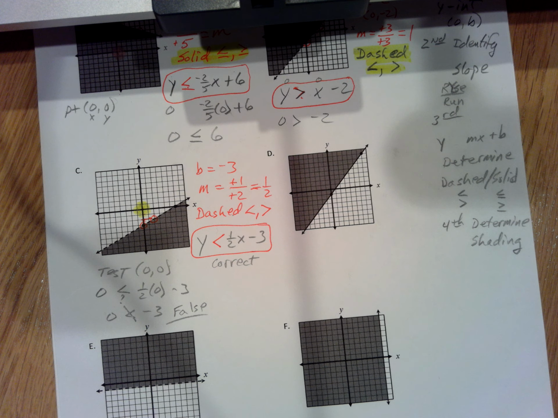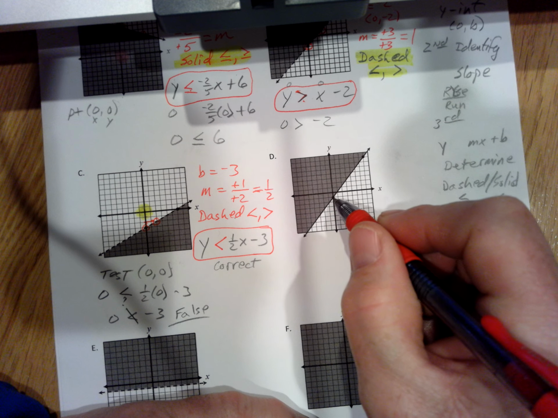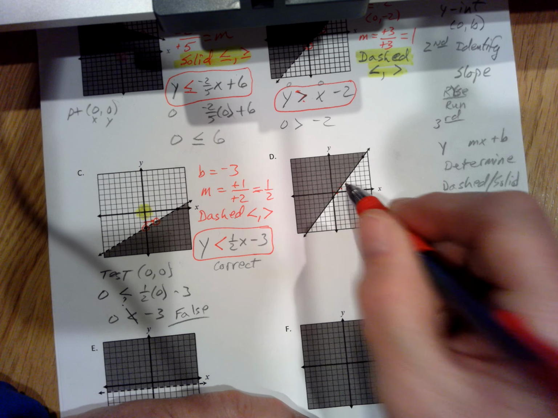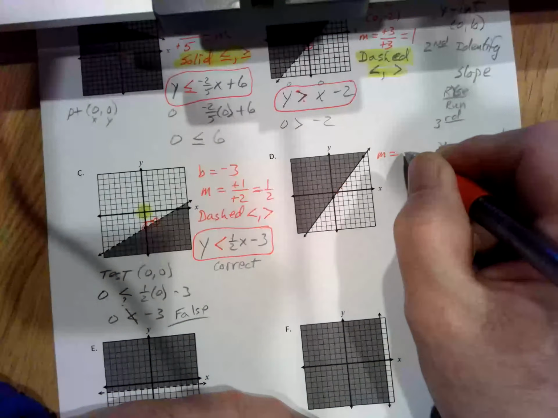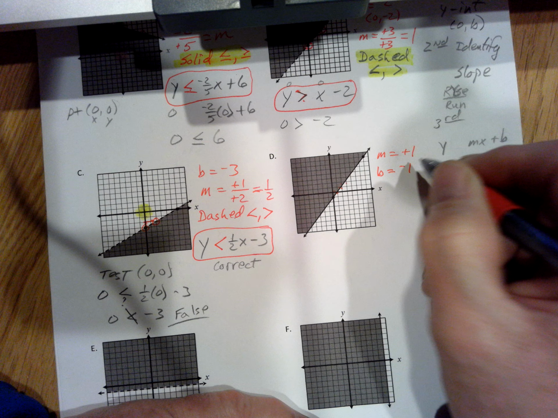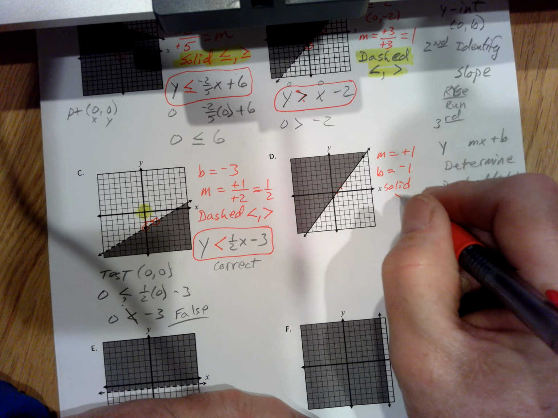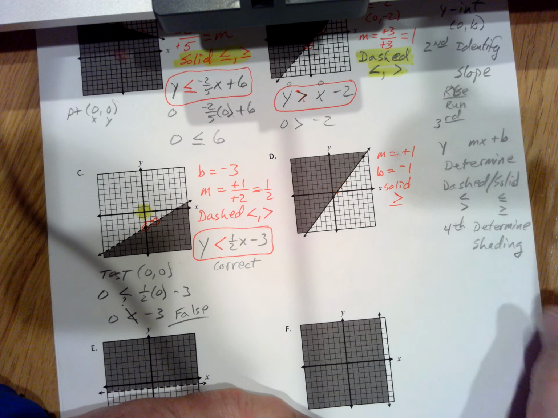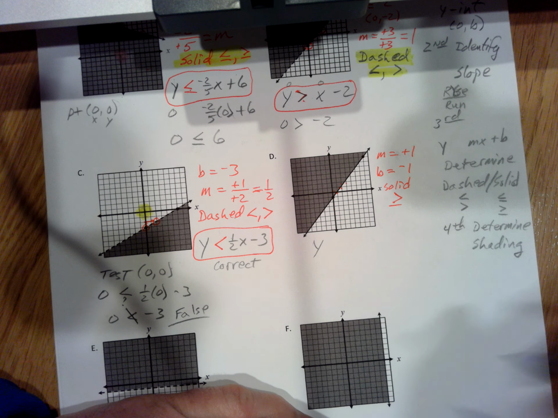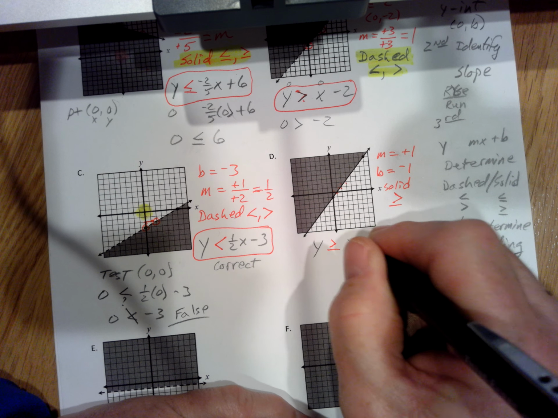Okay, so this looks like a slope of 1. So my slope equals plus 1. My b equals negative 1, and it's solid. And it's above. I'm going to just take a shot in the dark here and say it's going to be greater than or equal to. So my equation is going to be y is greater than or equal to x minus 1.